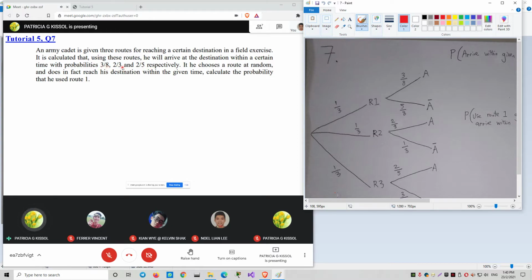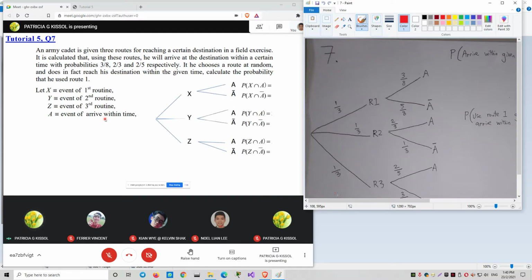This is number 1, number 2, and number 3, and that he has arrived at the destination. So to illustrate to all of you, we say X, Y, Z. X means the first route, second route, third route, and A is arrive on time, within the time. So basically, the Venn diagram, the probability tree should look like this.